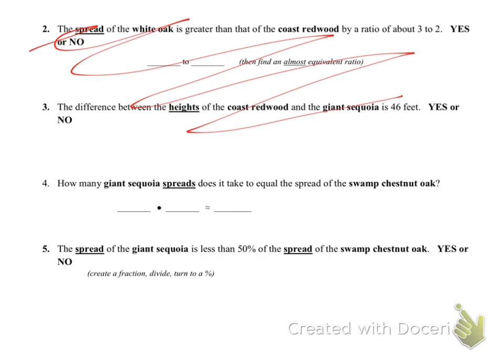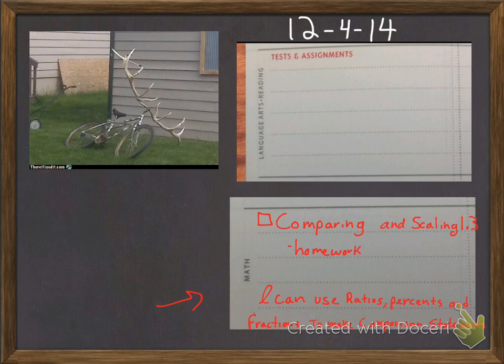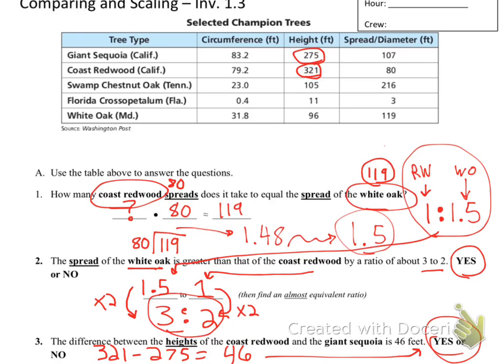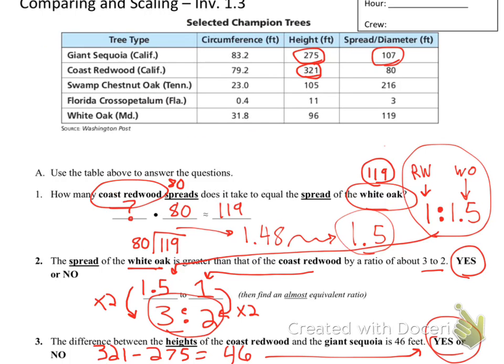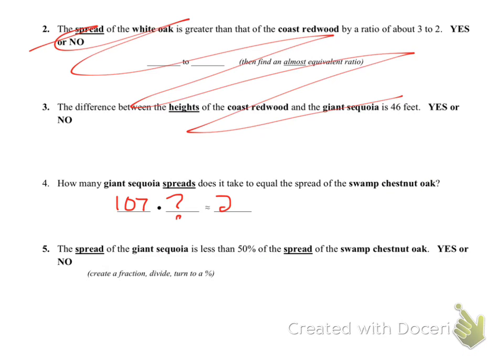Well, let's go ahead and find that out. The giant sequoia spread is what? The spread of a giant sequoia is 107 feet. So let's put that in here. 107 feet times some number is going to give me the chestnut oak. The chestnut oak has 216 feet for its spread. So 107 times some number gives me 216.